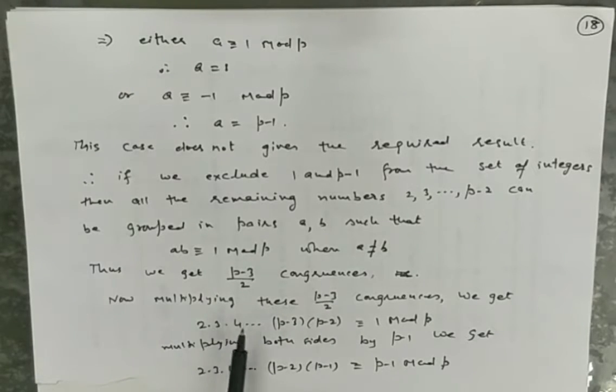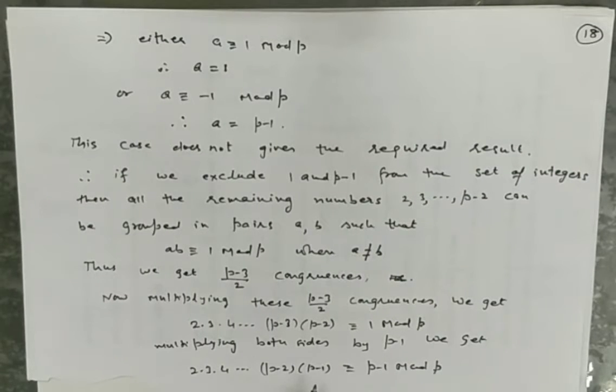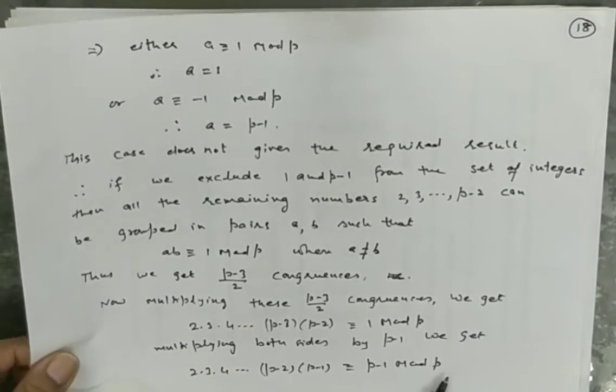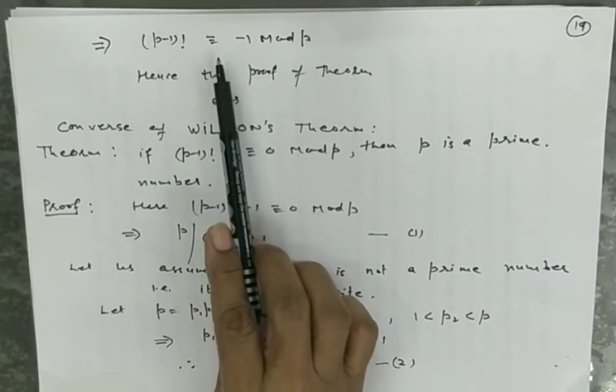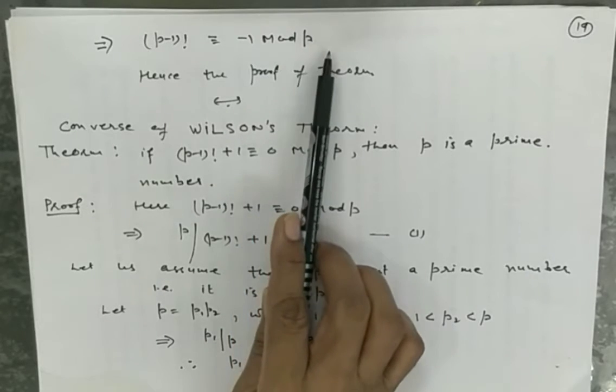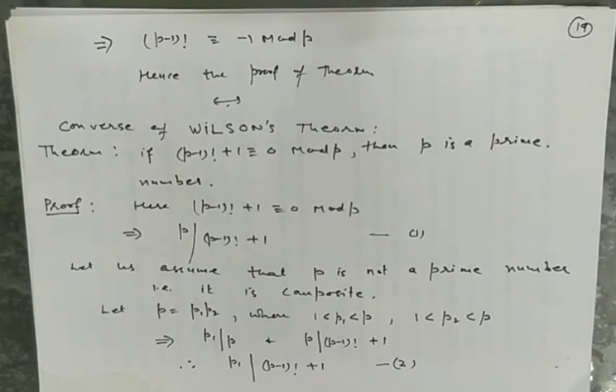Now we multiply all these (P minus 3)/2 congruences. We get 2 into 3 into 4, up to P minus 3 into P minus 2, is congruent to 1 modulo P. Now multiplying both sides by P minus 1, we get 2 into 3 into 4, up to P minus 2 into P minus 1, is congruent to P minus 1 modulo P. This implies (P minus 1) factorial is congruent to minus 1 modulo P. Hence, the proof of the theorem.